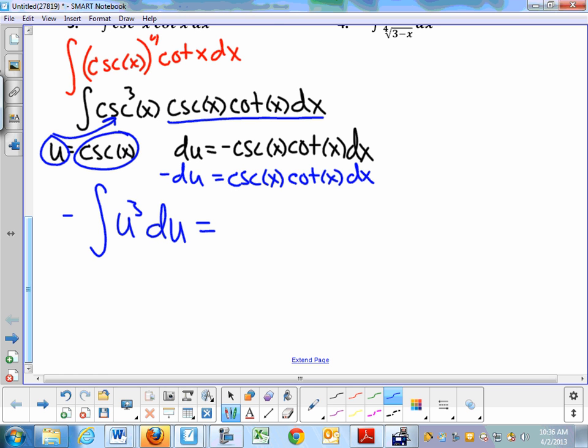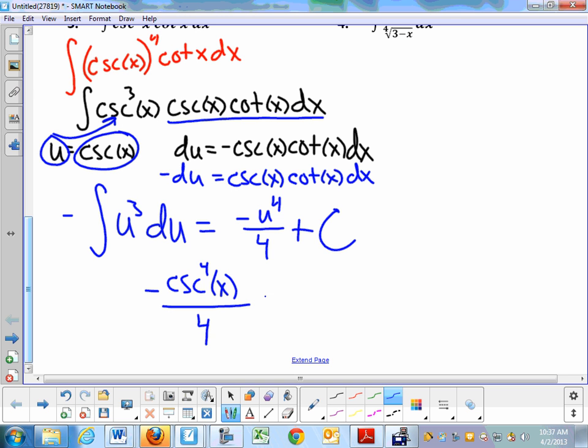What's the antiderivative of u to the third? Negative u to the fourth over 4 plus c. Beautiful.